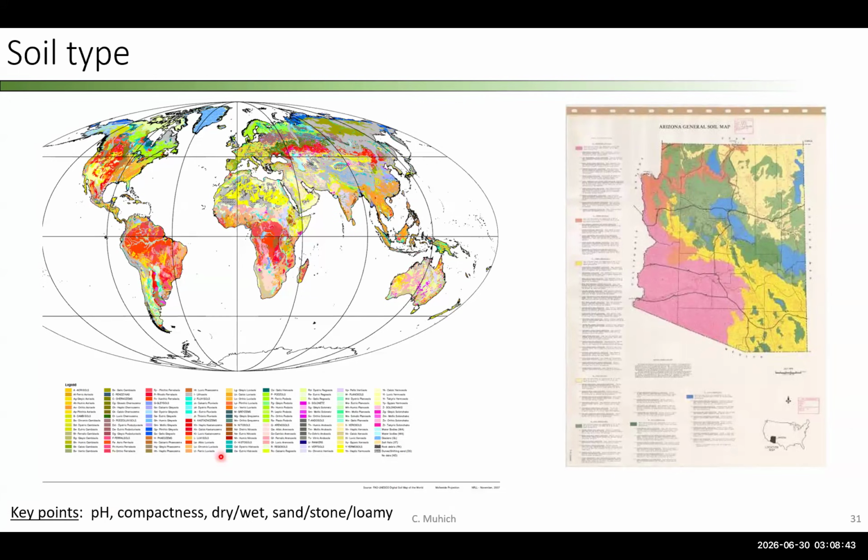The key things that you can think about are things like the pH of the soil, how compact it is. So is it really compressed or light and airy? Is it dry? Is it wet? What is it made of? Right? So let's go back and think about a cactus. The needs of a cactus are very different than the needs of a marshmallow, right?